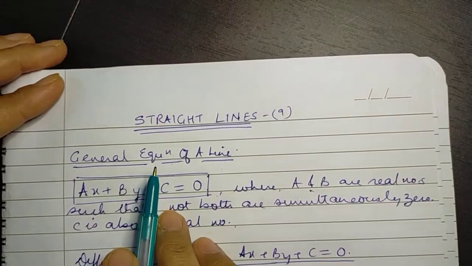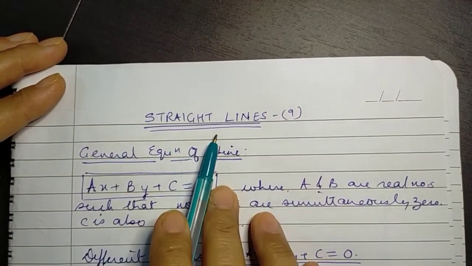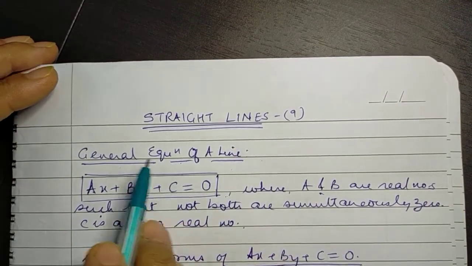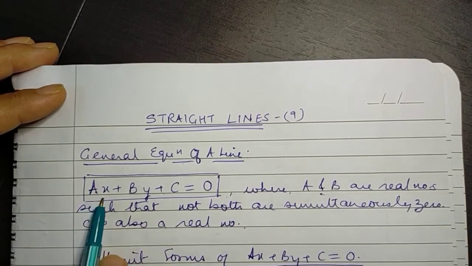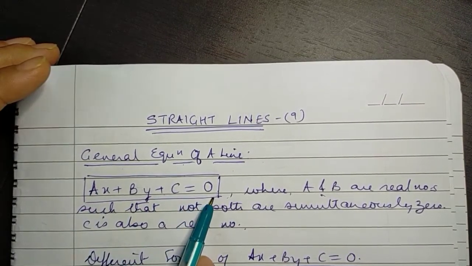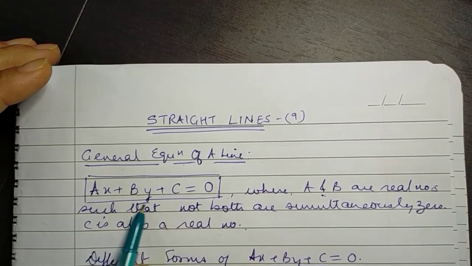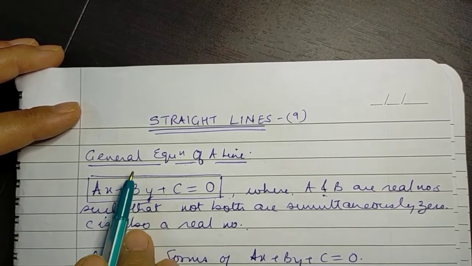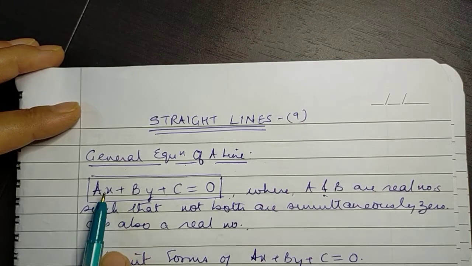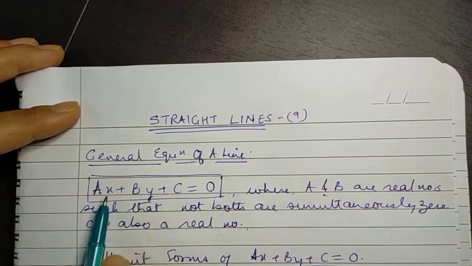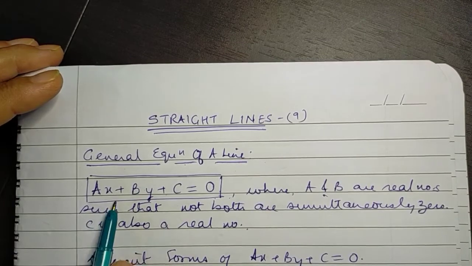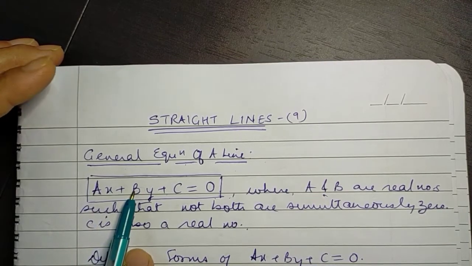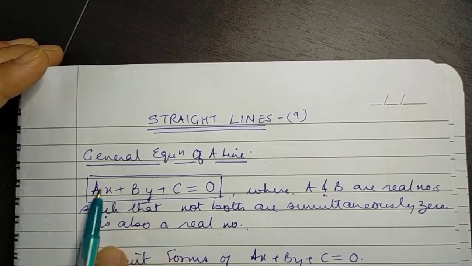Good morning. Today we are going to take up the next topic of straight lines, which is general equations of a line. Now, an equation of the form ax plus by plus c equal to 0, that is an equation which is linear in both x and y, is called a general equation of a line. Here all three a, b and c can be any real numbers, positive, negative or 0. But the only thing is that a and b cannot be simultaneously 0.